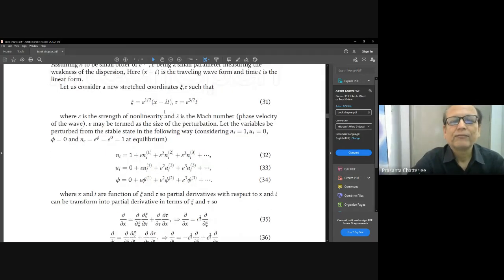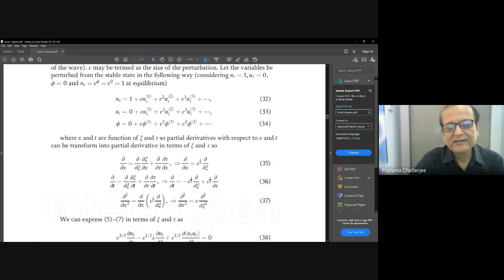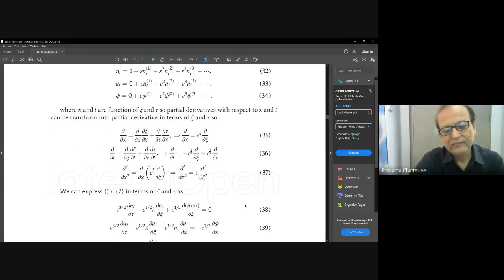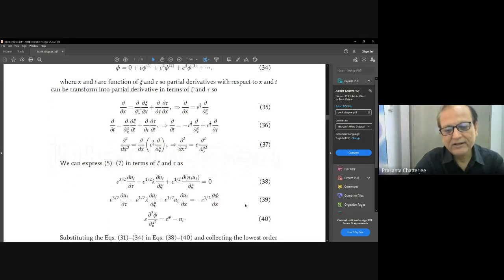Again, since we want to convert del x and del t, we want to replace del x and del t by del xi and del tau. So we got equation 35, 36, and 37. Del x will be replaced by epsilon to the power half del xi. Del t will be replaced by this. Del 2 del x2 will be replaced by this. And accordingly, equations 5 to 7 can be written as equations 38, 39, 40.